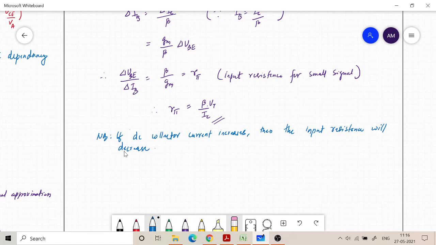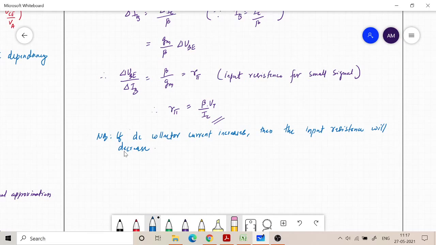So another way you can have a large beta value is by having a good alpha value which is close to 1. Alpha is a product of emitter injection ratio gamma and base transport factor B. So you can make that close to 1, and therefore beta, which is basically alpha by 1 minus alpha, you can make it as large as possible.